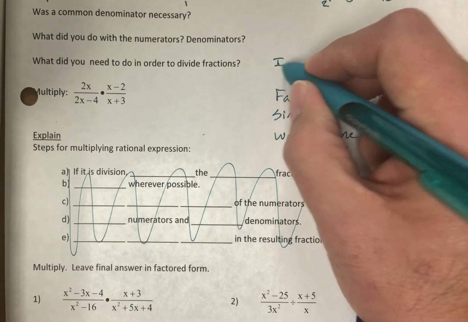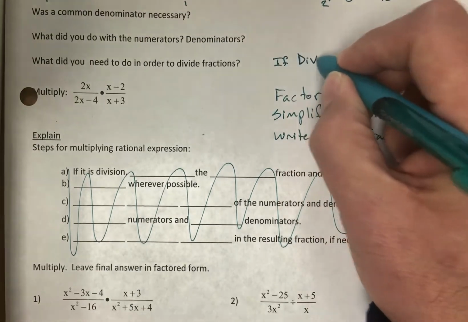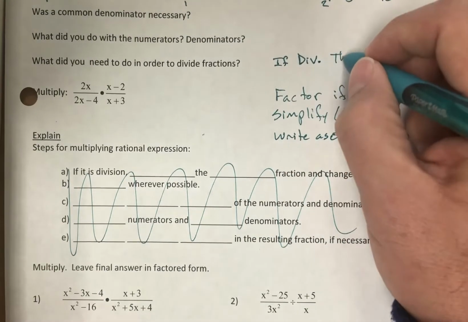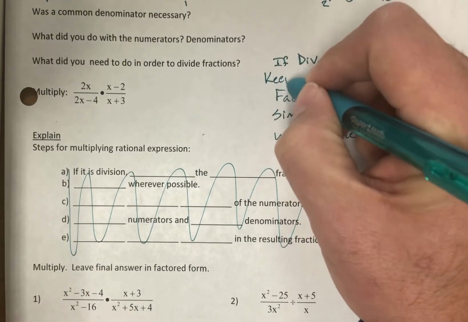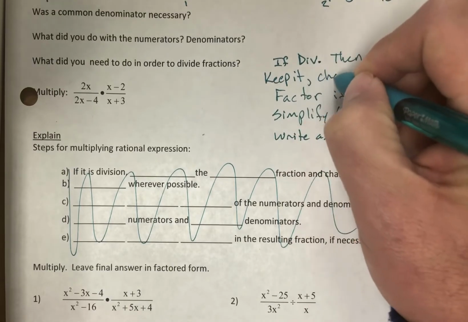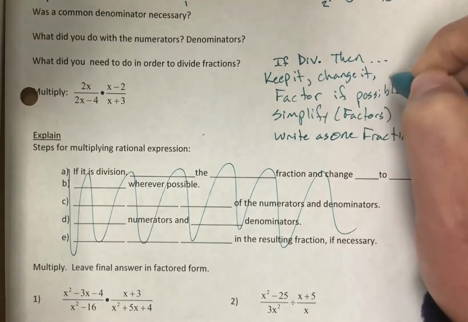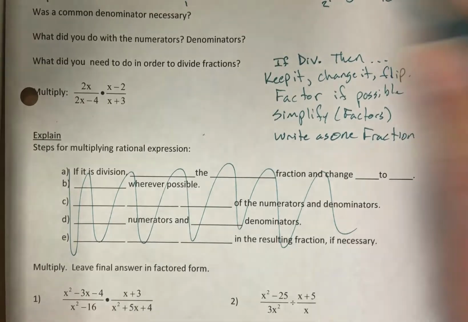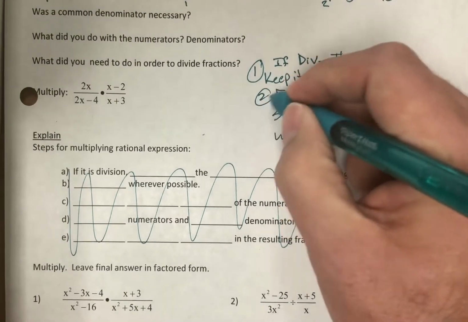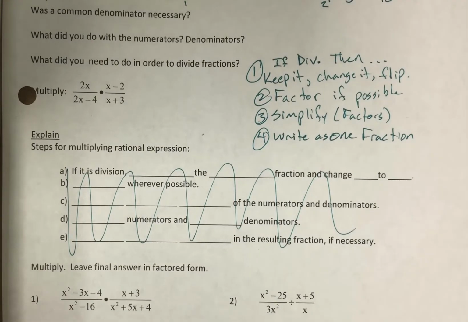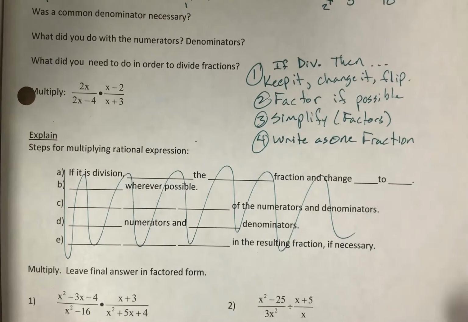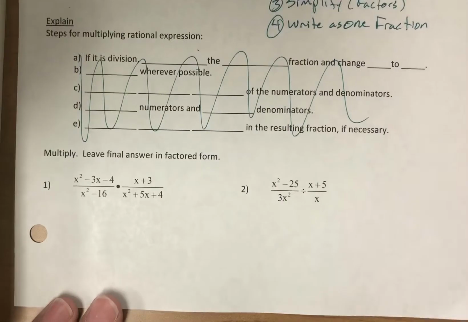The only difference with multiplying and dividing is I'm going to add a step at the very beginning. So basically, if it is division, then do the following. And these are the terms I use: keep it, change it, flip it. So this is the first step, second, third, and fourth. Nothing changes from simplifying the rationals from the first video, other than we included a first step. So let's come down here and work these examples.